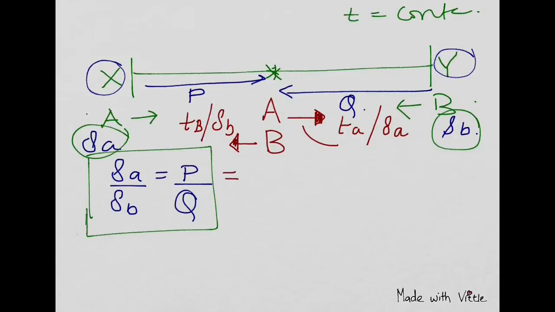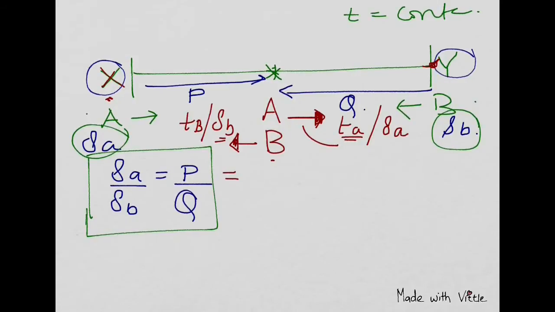They meet, right? After meeting, A travels this part, taking time TA to reach the end of Y, and the speed was again the same, which is SA. And this is the meeting point, right? B moves towards X, and he is traveling with the speed of SB, which is the same, and he takes TB time to complete the distance to reach X.